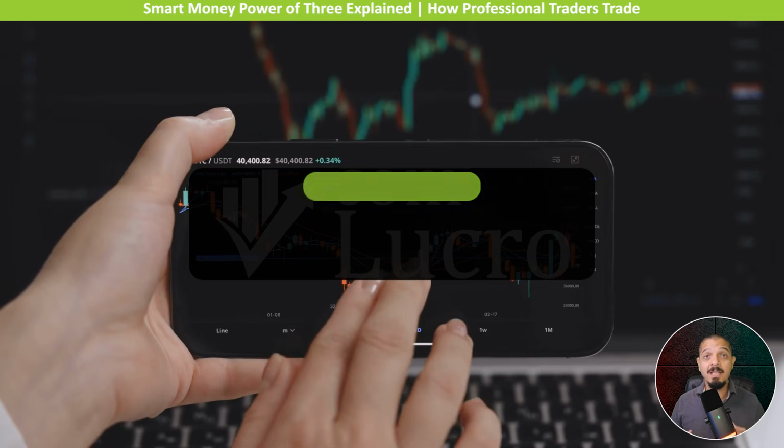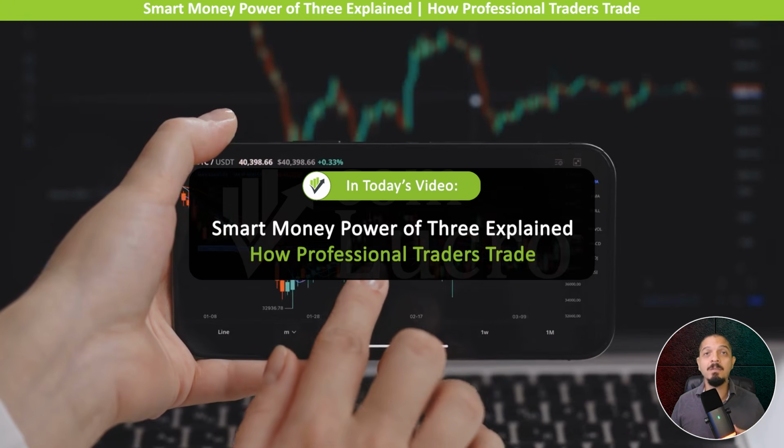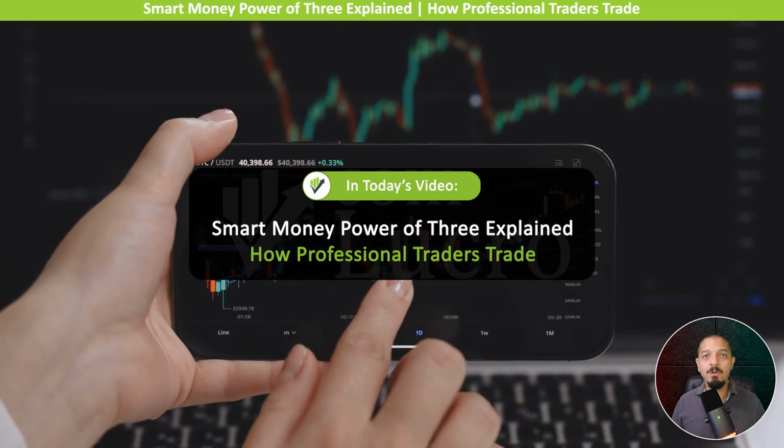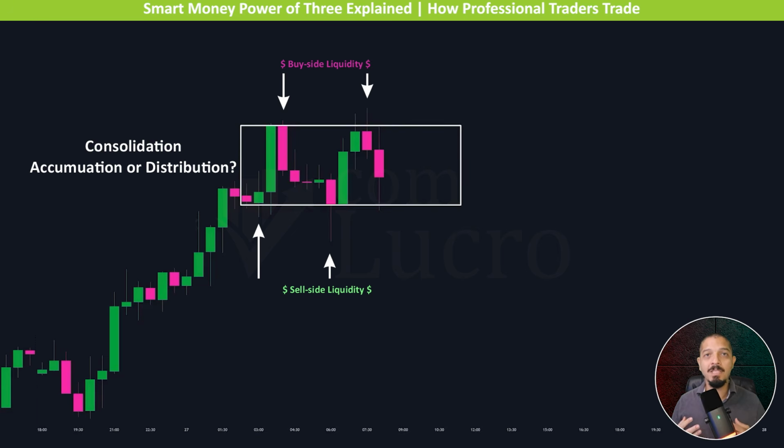Today we are breaking down one of the most powerful and widely used setups in smart money concepts, the Power of Three, also known as AMD. This is a framework that helps traders understand how price is engineered throughout a trading session and how smart money positions itself before major moves.